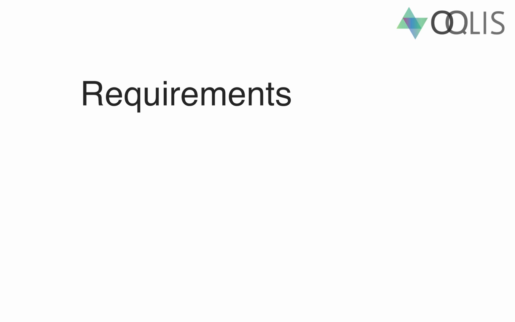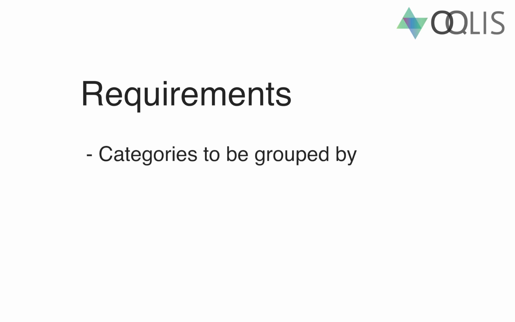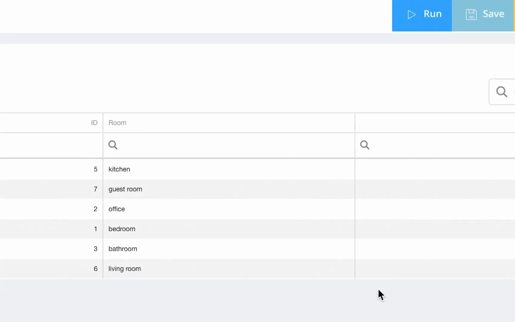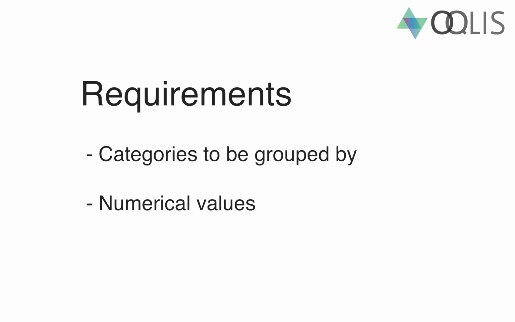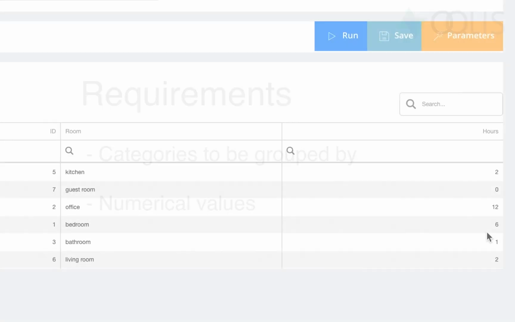So let's begin with the data requirements. The most important thing is that you need to have categories for your data to be grouped by. For this example, I will be using a typical apartment. Now, take note that our rooms are categorized as shown. The next requirement is that you have some sort of numerical value that will determine the color or intensity of each category. I have got hours, which corresponds to hours spent in each room.